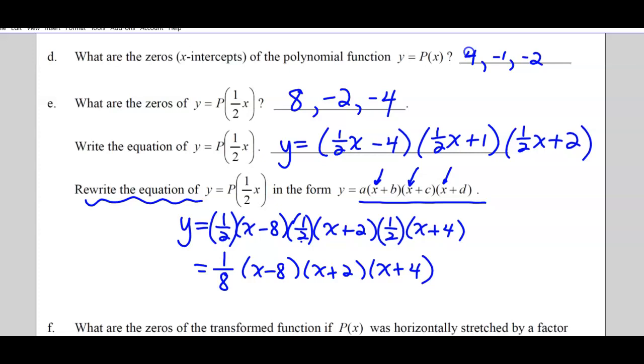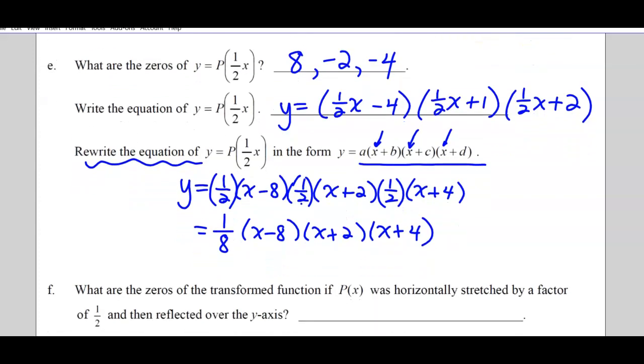Now take a look at that form. It says, what are the zeros of the transformed function? Oh, sorry, that's a different one. So here, I want you to take a look at the zeros of this. Are they the same as that? This would be x equals 8, -2, and -4. Exactly what you said they would be.